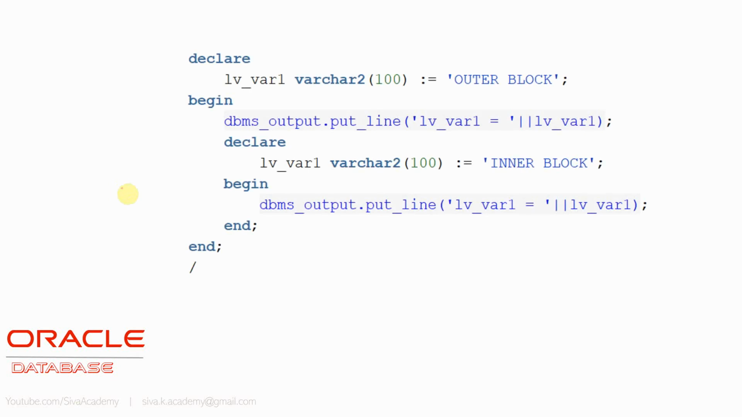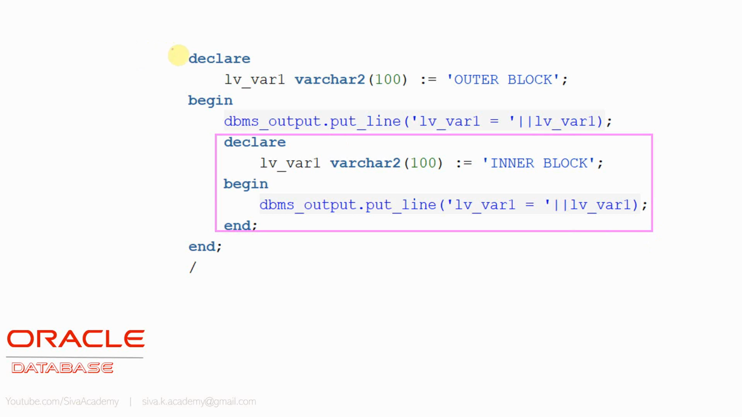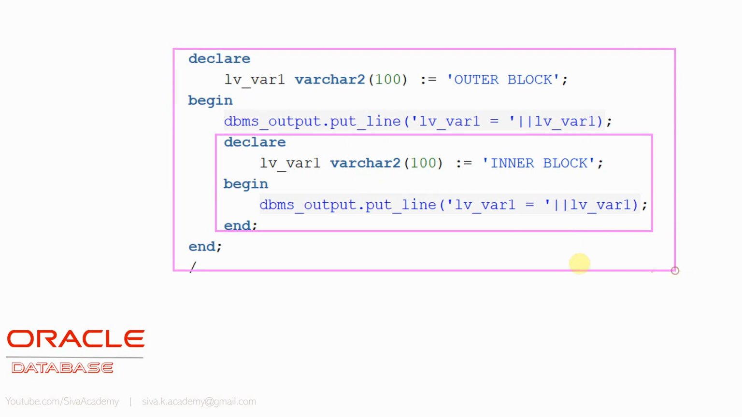So you can see here a nested block. You can see here one inner block and here is an outer block, right? See, I've declared one variable called lv_var1 and assigned a value called inner block, right? So obviously when we are trying to print from here, right, only the inner block value will get referred.